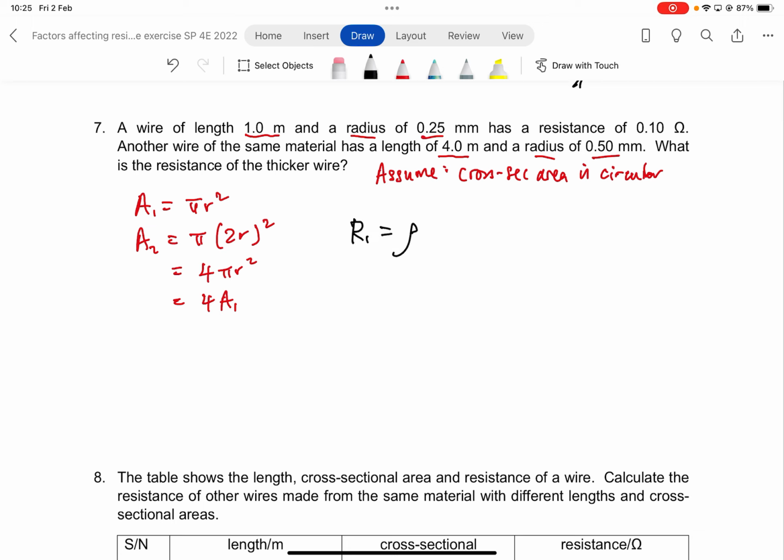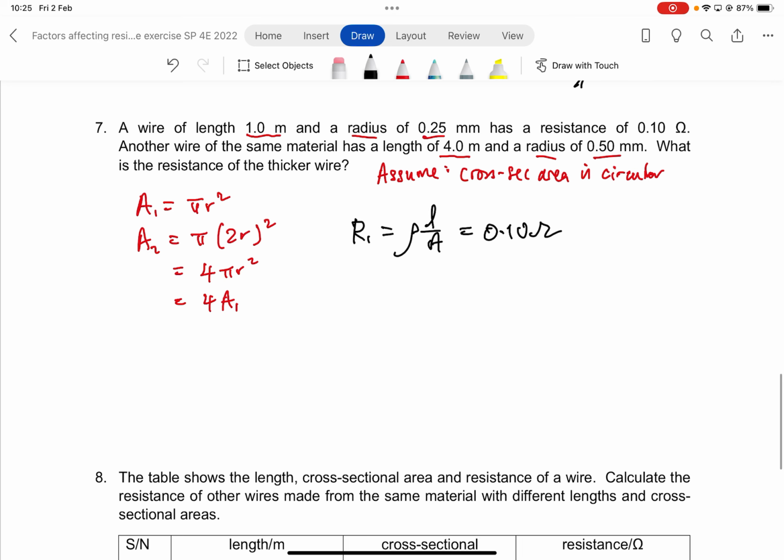R1 equals rho L over A, equal to 0.1 ohms. Then R2 is rho, the length is 4 times L, and the area is 4 times, because your radius is doubled, so your area is 4 times A. The 4s cancel off, so you're left with rho L over A again. So it's 0.1 ohm.